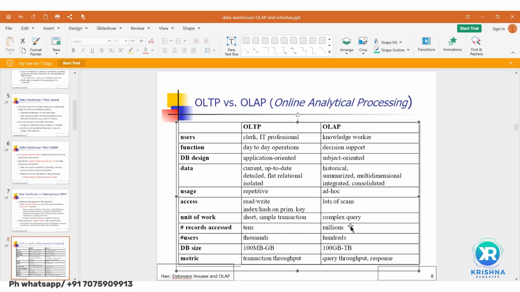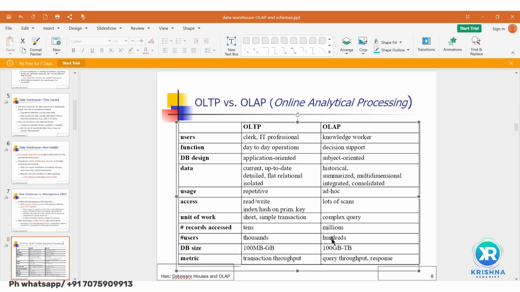Here it's tens of millions, or a few millions, and there it will be billions, like that. Users will be in the thousands here, and hundreds there. Generally the users of OLTP systems are all the customers, all the people of the world, or all the people of India. Anybody can go to railway reservation, to a bank, or to a supermarket. So they are the users here.